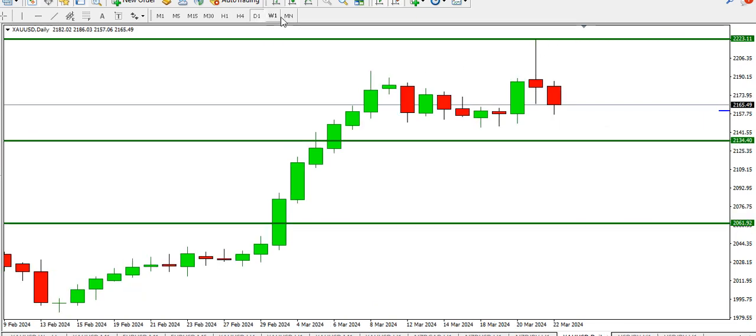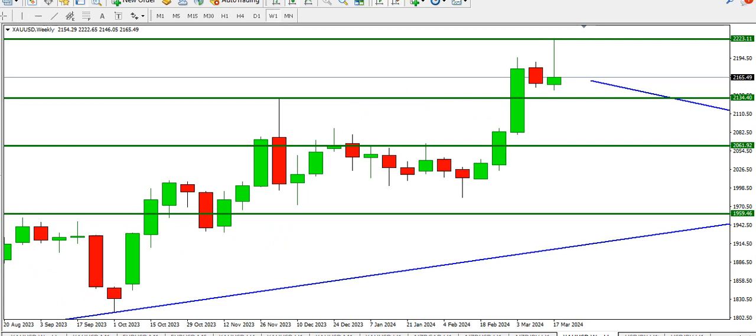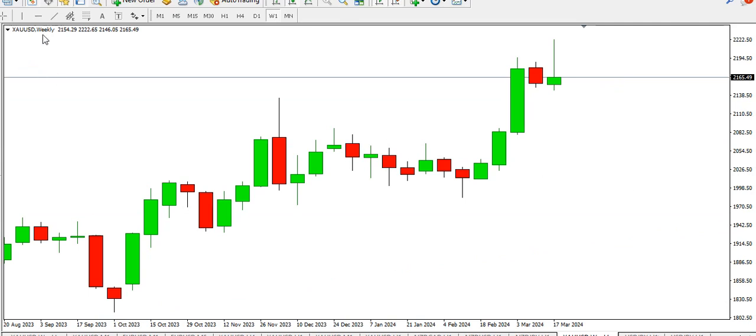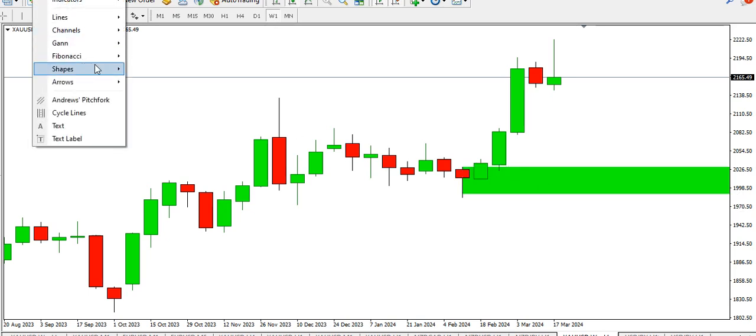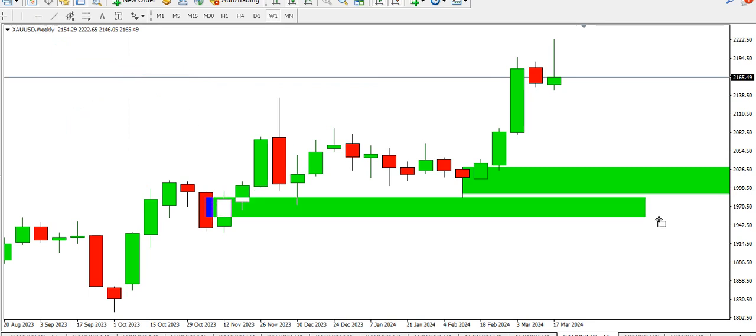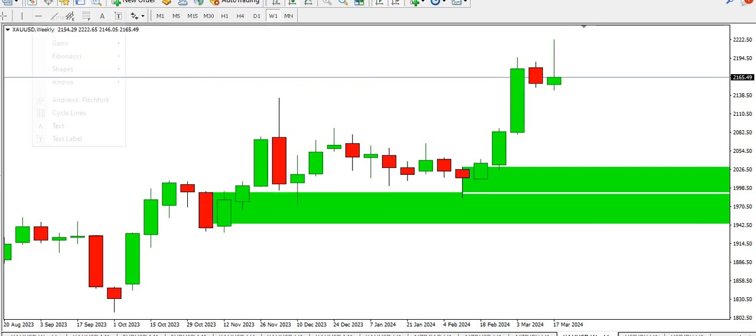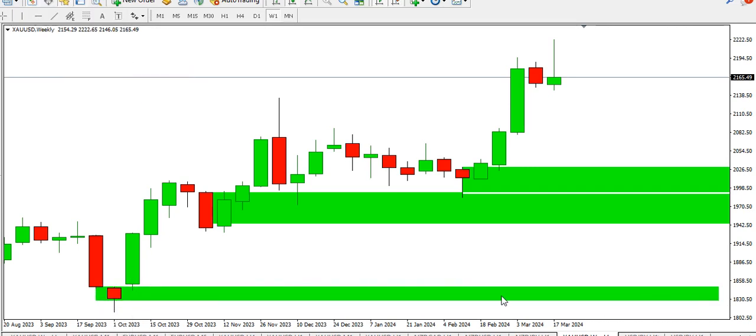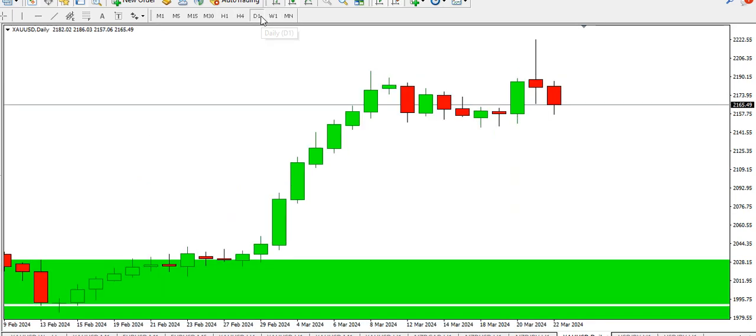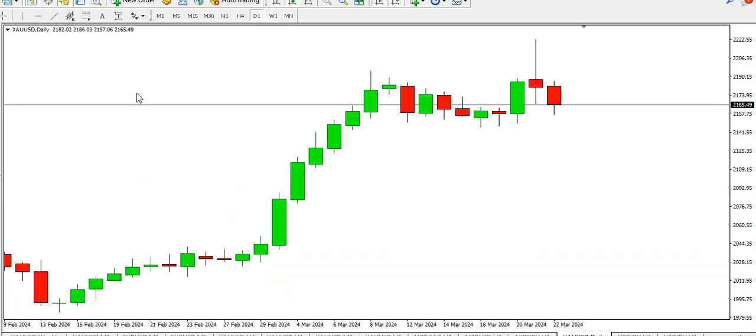So, still on the weekly time frame, let's look at the other blocks that we have. We have this particular order block, okay. Let me remove. We have this other block on the weekly time frame, okay. Buyers will be waiting around that point. We also have another one here, and then we have another one here where buyers will be waiting on the weekly time frame.